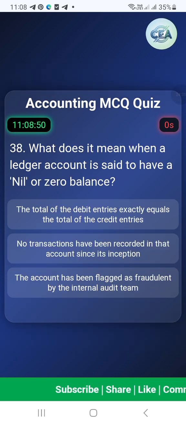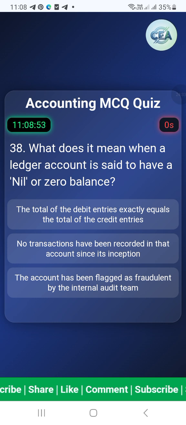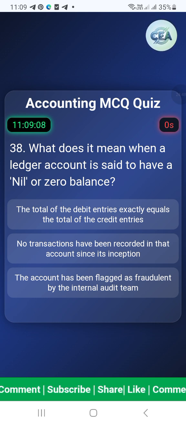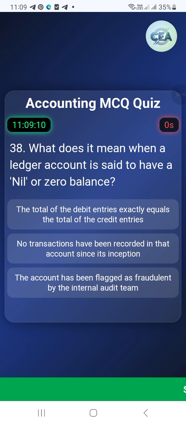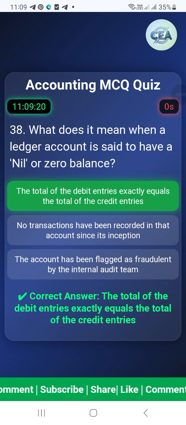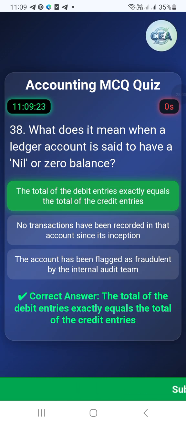38. What does it mean when a ledger account is said to have a nil or zero balance? Option 1. The total of the debit entries exactly equals the total of the credit entries. Option 2. No transactions have been recorded in that account since its inception. Option 3. The account has been flagged as fraudulent by the internal audit team. Correct answer is the total of the debit entries exactly equals the total of the credit entries.